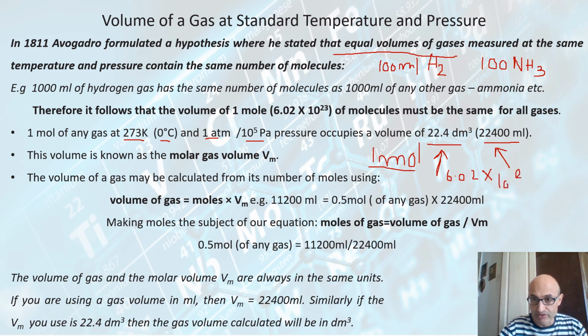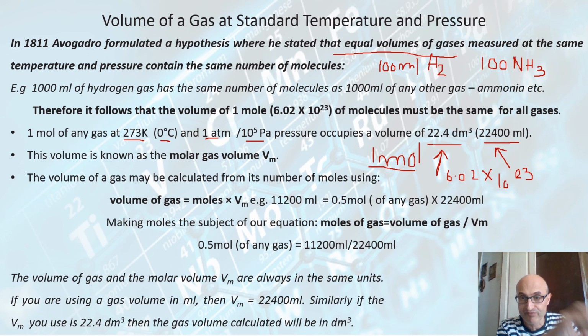Now, do not get confused. If I have 22,400 mils or 22.4 liters of hydrogen gas, under those conditions, standard conditions of temperature and pressure, it will contain 1 mole of H2 gas. In other words, it will contain 6.02 times 10 to the 23 molecules of hydrogen.